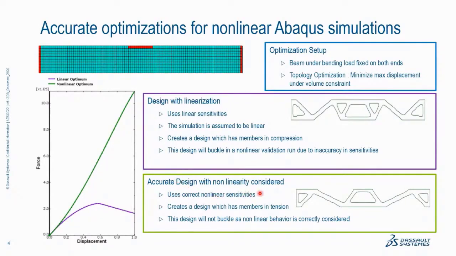Versus this, if we use the true nonlinear sensitivities, which we can get from Abaqus, then we get a completely different design. And these cross members, which were in compression, are now suddenly in tension, which means they will not buckle. And we can also validate this here. So that is the importance of having nonlinear sensitivities, and that is what sets us apart.